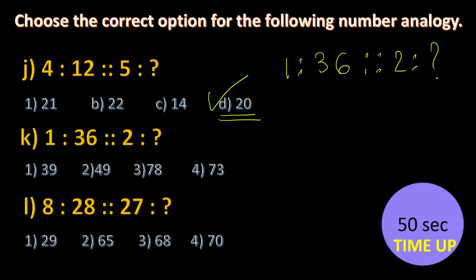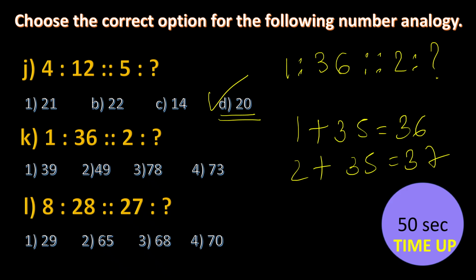So 1 is to 36. From 1, how you can reach 36? That is the question. Correct? So you will think that if I do 1 plus 35, I'll get 36. Then 2 plus 35 should give you 37. Correct? So whatever logic you apply here, same logic you need to apply here.